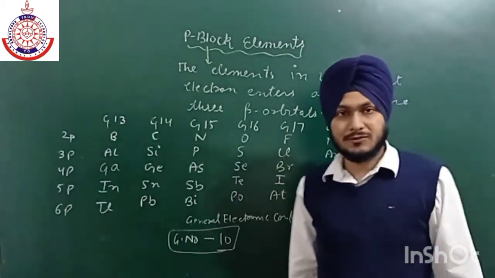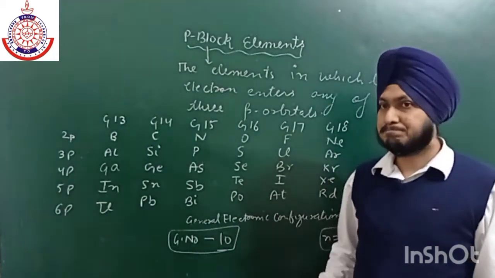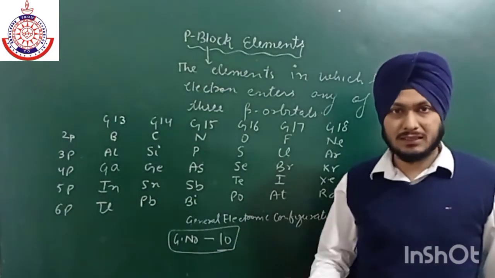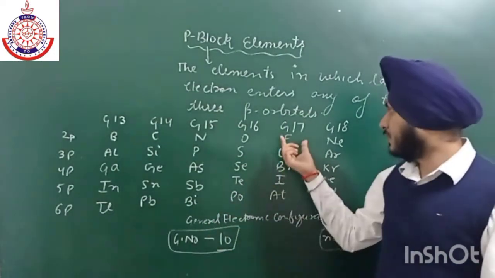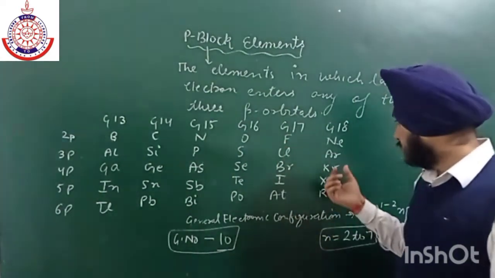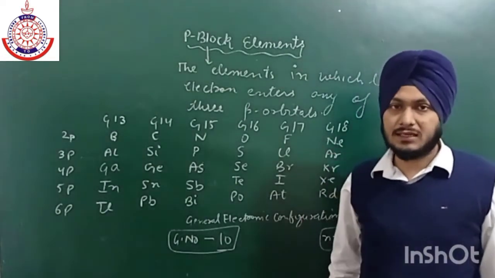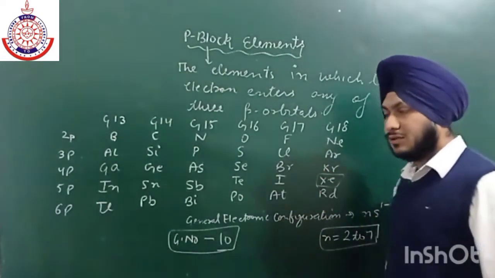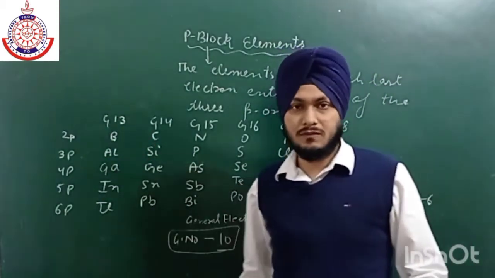For nitrogen, +5. For oxygen the highest oxidation state is +6, and -2 is also shown by the oxygen family. Similarly for fluorine the highest oxidation state is +7. For the noble gases the highest oxidation state is +8, but only xenon is able to show that state. Now let us discuss the oxidation state of each group one by one.